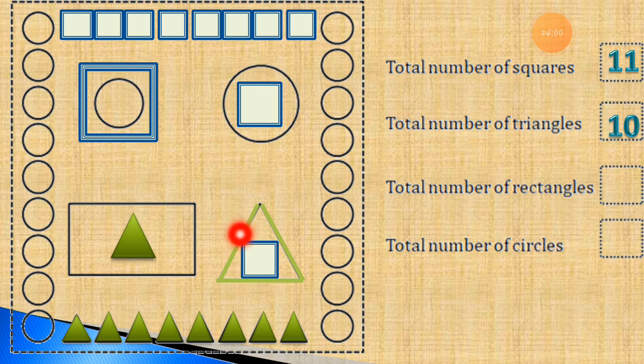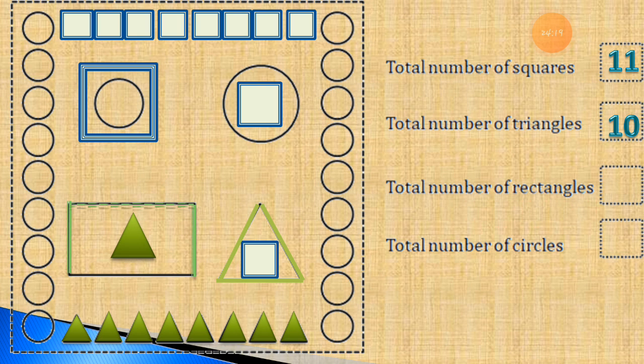I find 10 triangle shapes in the picture and I write down number 10 here. Then the next one, total number of rectangles. What we have to find is how many rectangles are there in the picture. So can you find any rectangle?